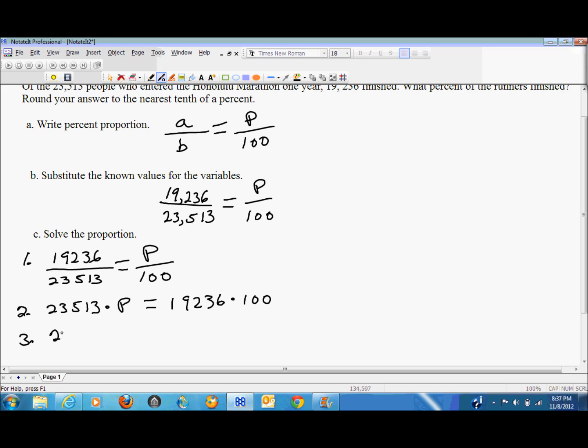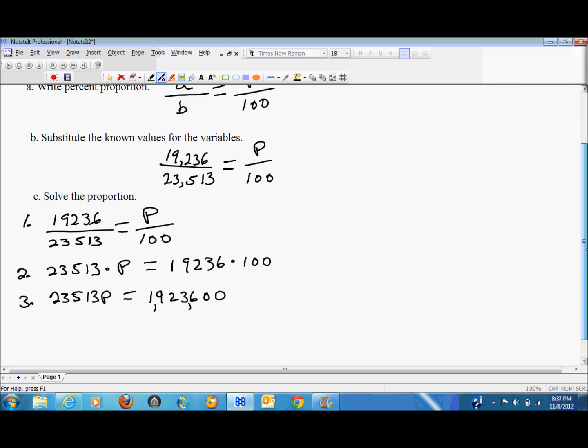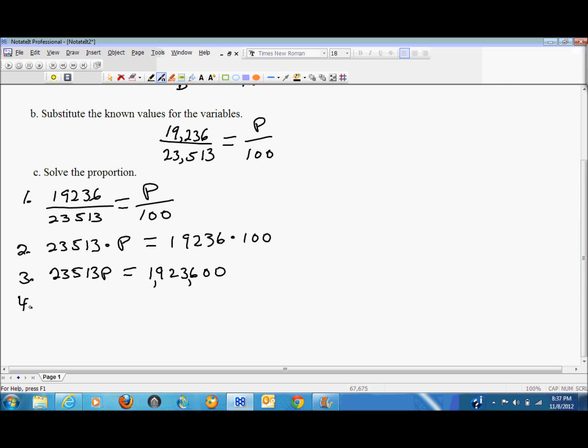Okay, step 3 says to multiply. So this will be 23,513 P is equal to, let's see, what do we have? And my 2 zeros. So that's going to give me 1,923,600. All right. Well, let's move on around. Step 4. We need to divide. So we will have 23,513 P divided by 23,513.